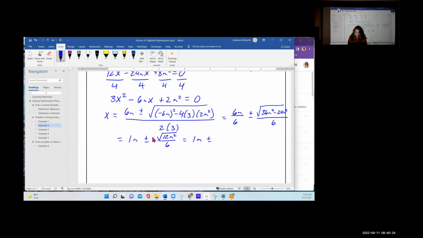So we get plus or minus 2 meters square roots of 3 over 6, which reduces again, and we end up with 1 meter plus or minus the square root of 3 meters over 3. All right, which is as simple as it can get. So we have 2 possible values here.